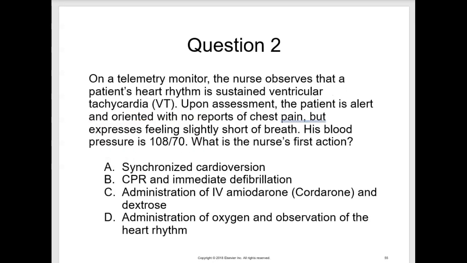The correct answer is D. Current ACLS guidelines recommend administration of oxygen and observation of the heart rhythm first, followed by administration of an IV antidysrhythmic agent such as amiodarone mixed with dextrose 5%. Synchronized cardioversion would be the next step. CPR and immediate defibrillation would be used only to treat unstable VT.